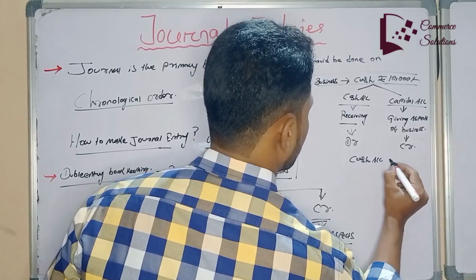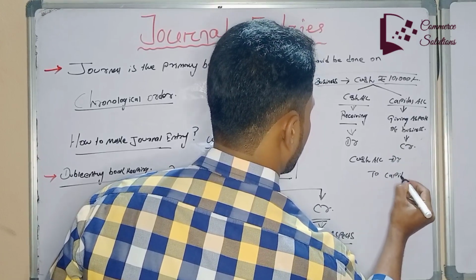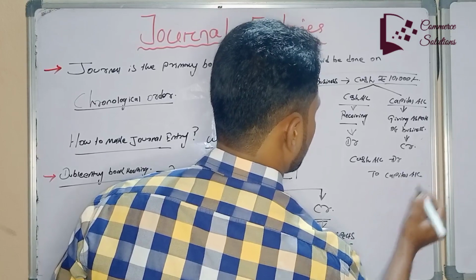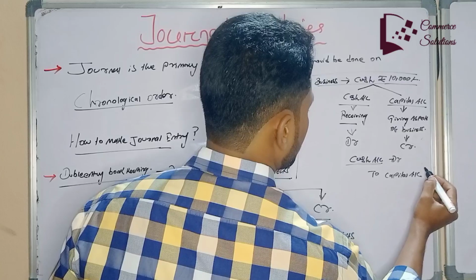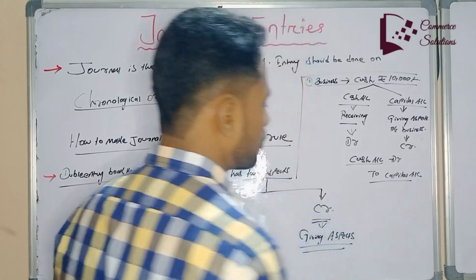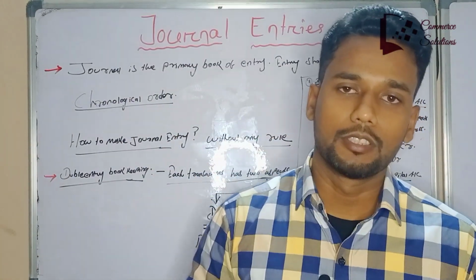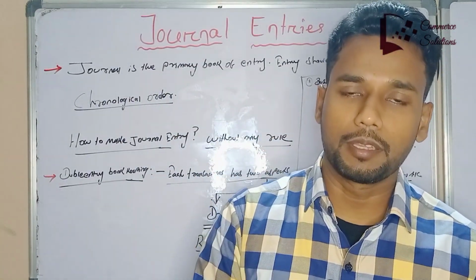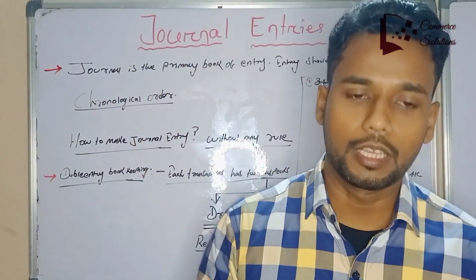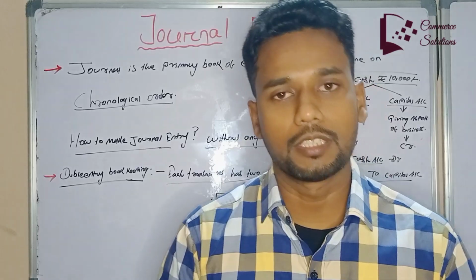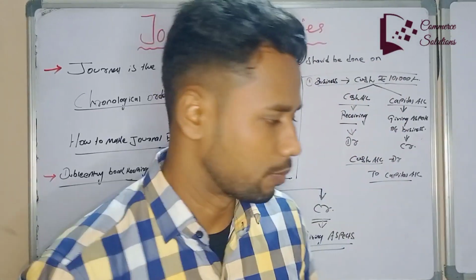So the entry will be cash account debited to capital account. Debit means receiving aspect, cash account is debit. Credit means giving aspect, capital is a giving aspect. We have to pay back the money. Now we are receiving, we have to pay back to the owners. So that's why capital is the giving aspect of the business. That's why it is credit. Okay. So let's take another example.